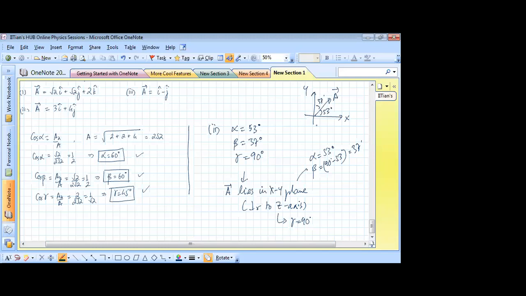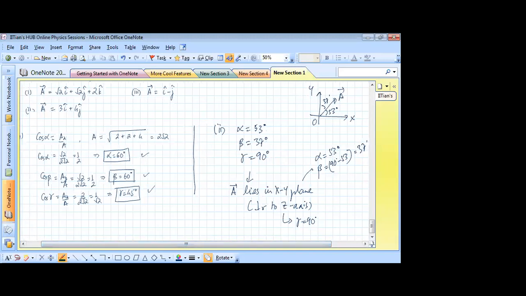Because it's in the two-dimensional plane, there is this special relationship between alpha and beta. But where it is not in the 2D plane, there is no such relation. Here you can see that alpha plus beta is not 90 in the first case because it is not lying in the xy plane. But in the second case, it's lying in the xy plane.